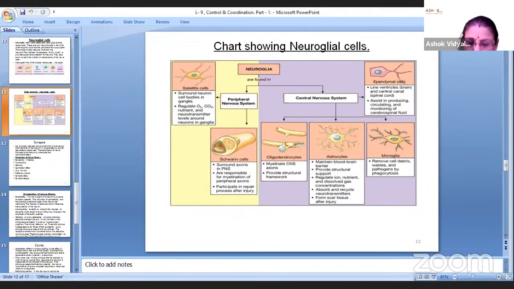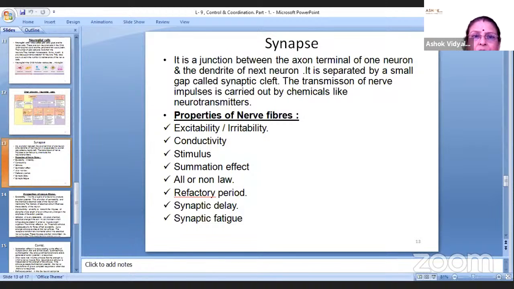and the functions. Now next, synapse. What is synapse? Student, between two neurons or two nerve cells, there is a gap in between, okay? And that is where the exchange of the message or the impulse takes place from the axon of one neuron to the dendrite of the next neuron. Okay, so let's understand. It's a junction between the axon terminal of one neuron and the dendrite of the next neuron. It is separated by a small gap called synaptic cleft. The transmission of nerve impulses is carried out by chemicals like neurotransmitters. Right? This is about the synapse.